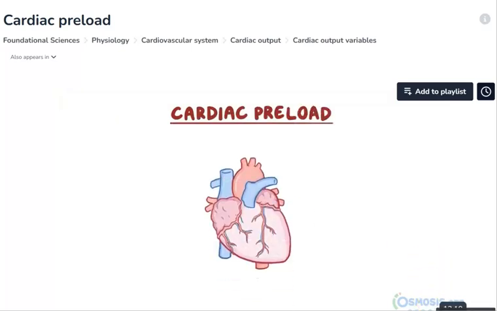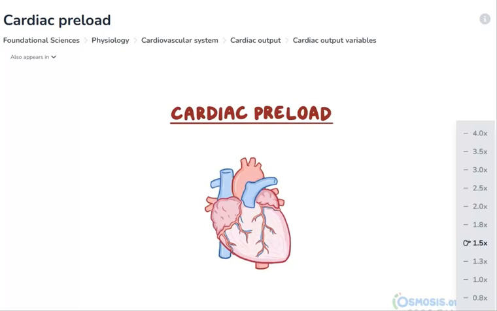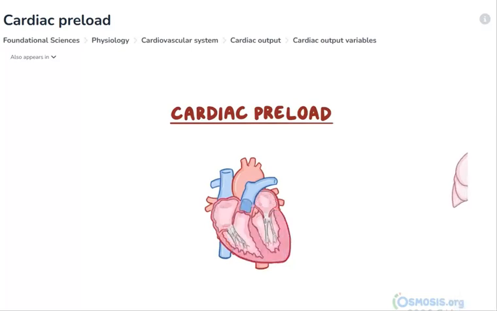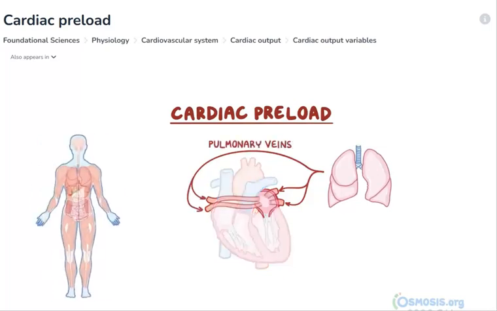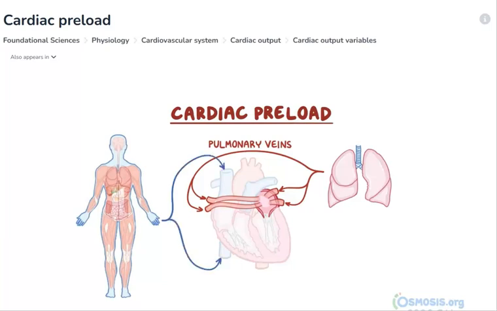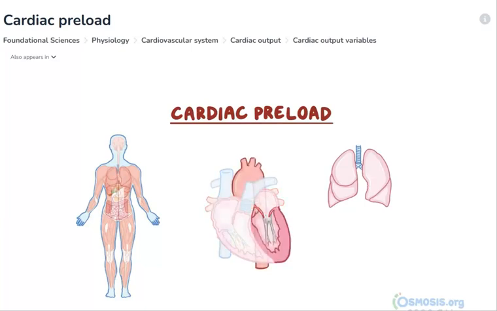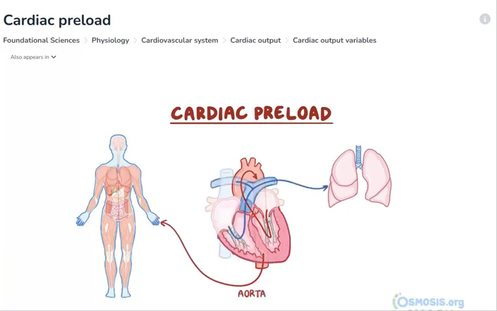Cardiac preload is one of the main factors that influence how much blood the heart pumps out with each heartbeat or stroke. Now remember that the heart has two upper chambers. The left atrium, which receives oxygenated blood from the lungs via the pulmonary veins, and the right atrium, which receives deoxygenated blood from all of our organs and tissues via the superior and inferior vena cava. From the atria, the blood flows into the lower chambers of the heart, the left ventricle, which pumps oxygenated blood to all our organs and tissues via the aorta, and the right ventricle, which pumps the deoxygenated blood back to the lungs via the pulmonary arteries.